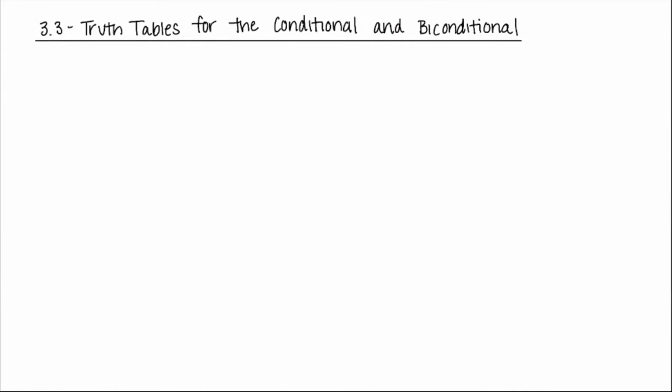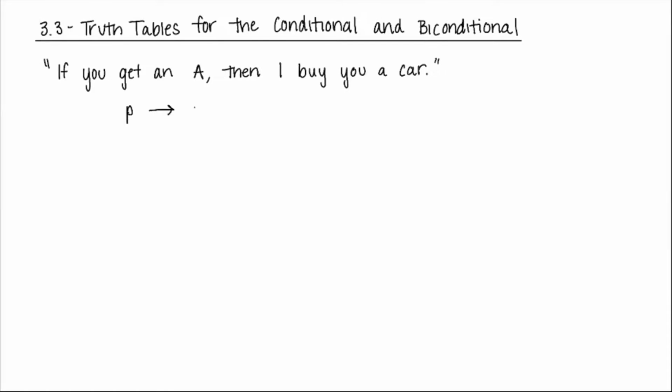And so what we're really going to do is think of an if-then statement. And I'm going to say one that hopefully resonates with you. If you get an A, then I buy you a car. So this is a conditional statement. I'm starting with the phrase P, you get an A. If that happens, then I'm going to follow through and I'm going to buy you a car.